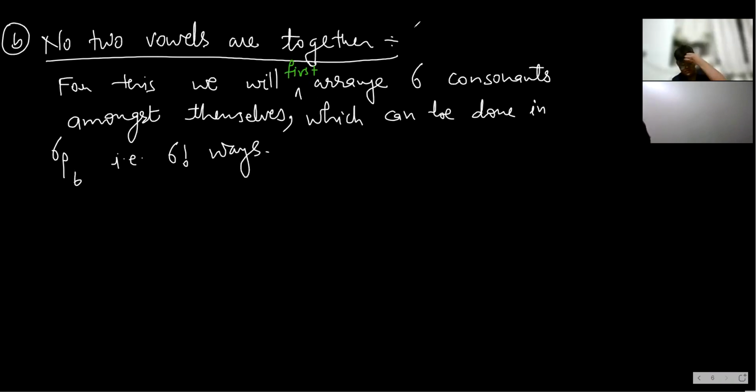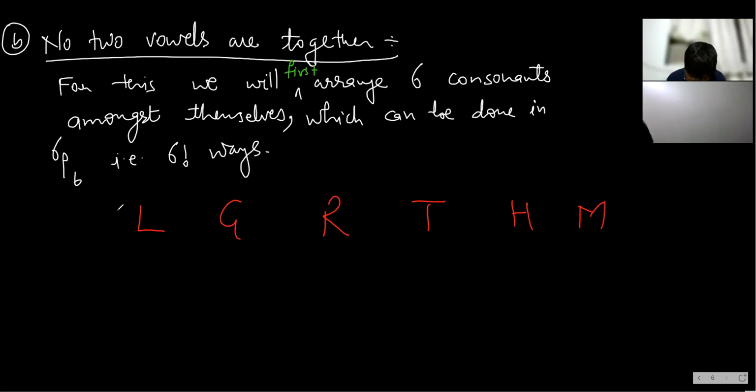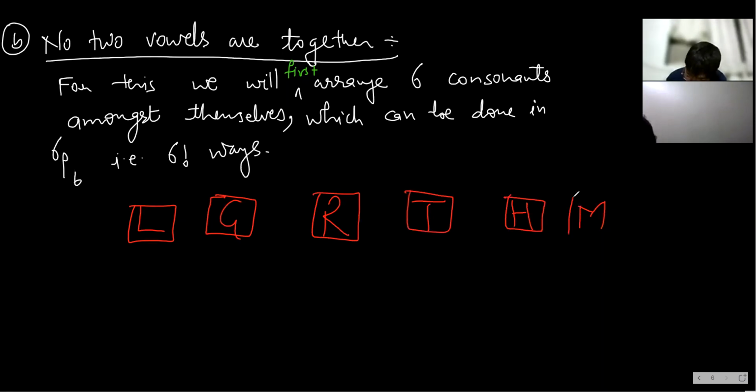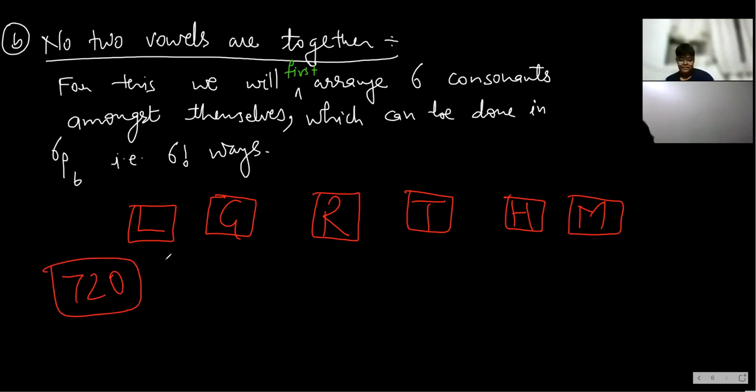Okay, now try to understand what is being said here. Students, this particular statement says that the 6 consonants you have, L, G, R, T, H, M, you will arrange these 6 consonants amongst themselves first. So 6 factorial is 720. So you will get 720 arrangements of these 6 consonants.